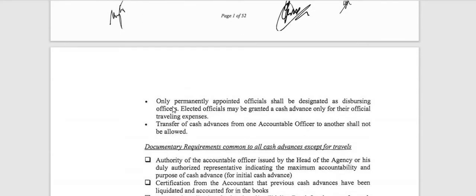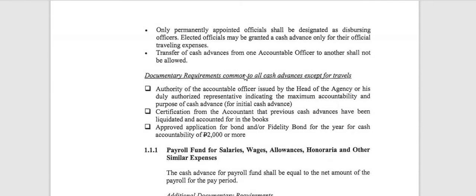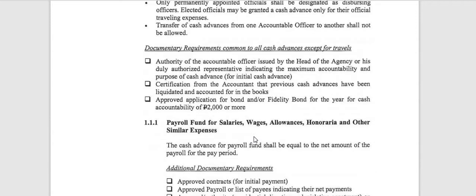And then, it should only be for permanent appointed officials. Elected officials are not allowed, except only for official traveling expense. What I would like to emphasize is that common to all cash advances, these should be available as an attachment to the disbursement voucher of a certain government agency: the authority of the accountable officer issued by the head of the agency, and certification from the accountant that the previous cash advance has been liquidated, and that the person is banned from cash advance if not. So, that's it.